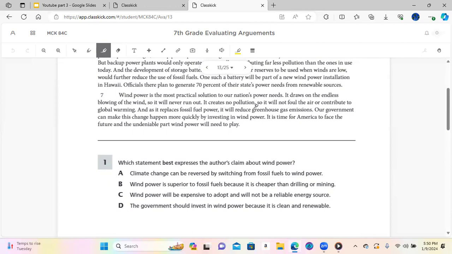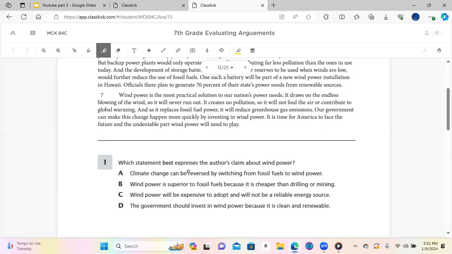It creates no pollution, so it will not foul the air or contribute to global warming. And as it replaces fossil fuel power, it will reduce greenhouse gas emissions. Our government can make this change happen more quickly by investing in wind power. It is time for America to face the future, and the undeniable part wind power will need to play.